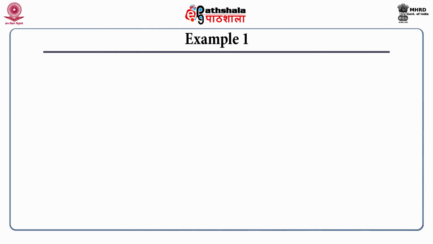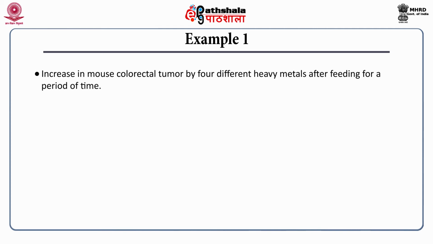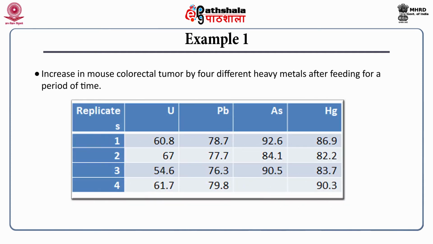We will see one example here: the increase in mouse colorectal tumor by 4 different heavy metals after feeding for a period of time. So you can see here there are 4 columns: uranium, lead, arsenic and mercury. In each column we have values. These are replicate measurements, and all the 3 have 4 replicates, while in the case of arsenic there are only 3 elements. So the factor is only one, the increase, that can be the tumor weight.